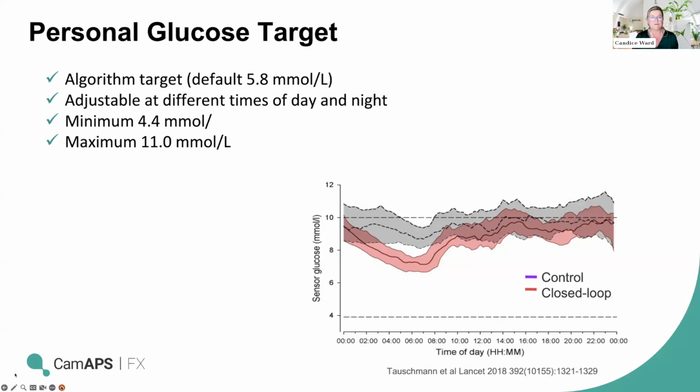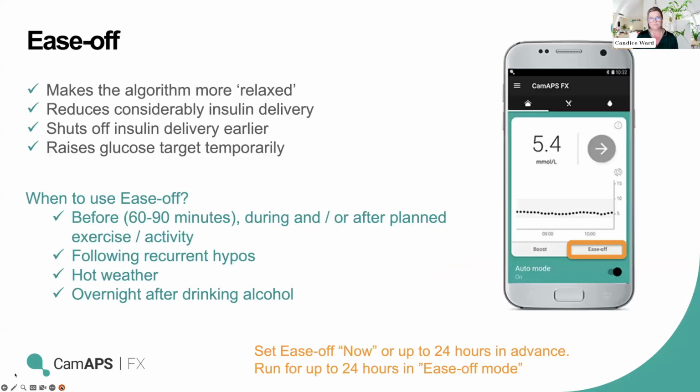That's because algorithms are very good at getting tight control without increased risks of hypos during the night while the person is sleeping. But during the day, it's a little bit more difficult because there's bolusing, stress, activity, and so forth. So often when we're setting that personal glucose target, we need to have these graphs in mind, maybe using a slightly higher target during the day and less for while the person is sleeping.